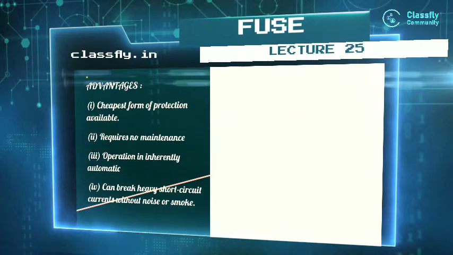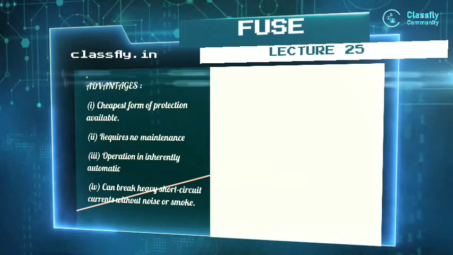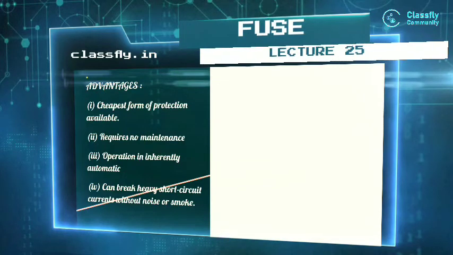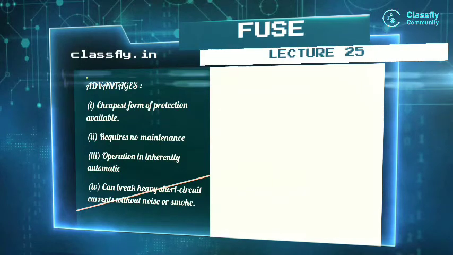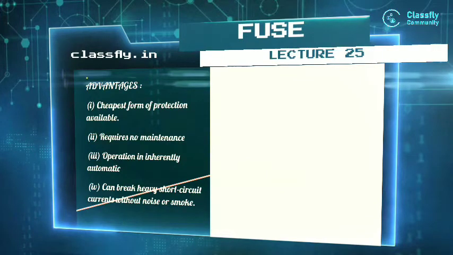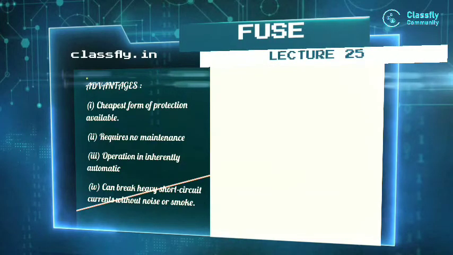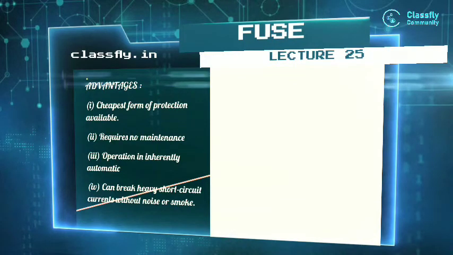Now we will learn about the advantages of fuses. The first point is that it is the cheapest form of protection available. Basically, it says that a fuse is not so expensive, and it is the best form of protection as the cost is low. Second point, it requires no maintenance. It means that we do not have to maintain the fuse or do any regular changes.